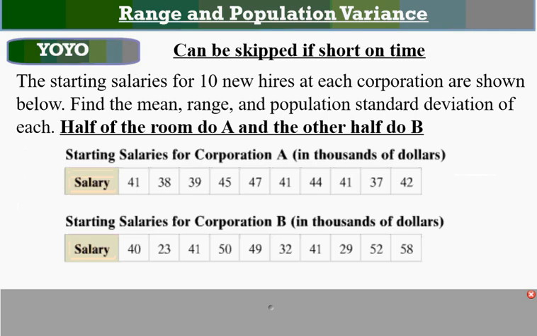I'm going to give you a chance to try this. So just to make sure you know how to enter the data set, you get a chance to see if you did it correctly. The starting salaries for 10 new hires at each corporation are shown below. Find the mean, the range, and the population standard deviation of each. If you're in class, I'd have half the room do A and half the room do B. You could just do one if you'd like and compare, but pause the video now and I'll show the results.